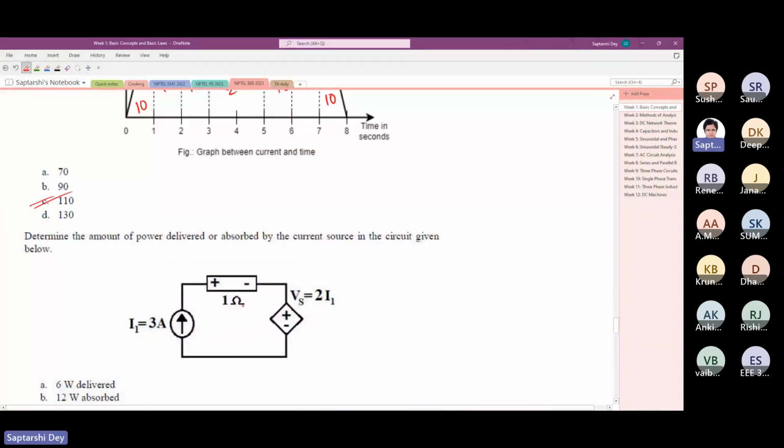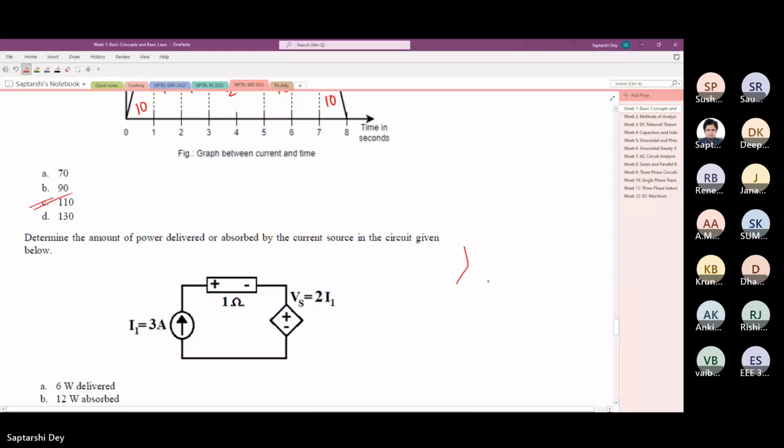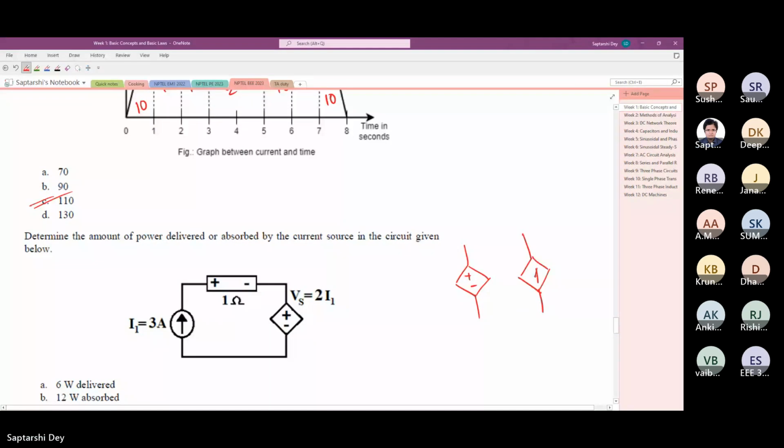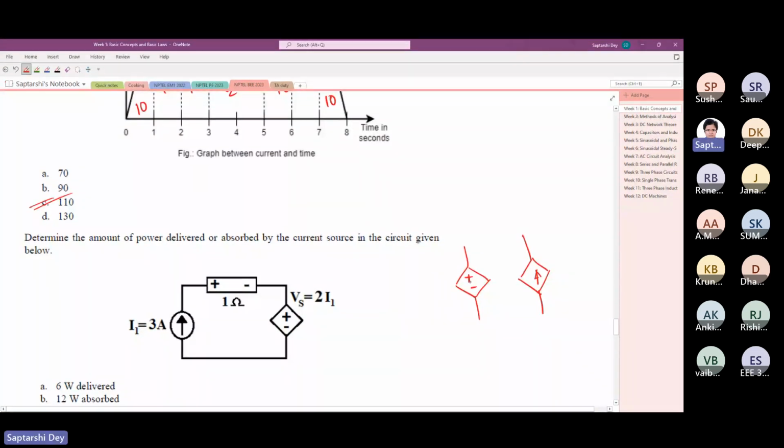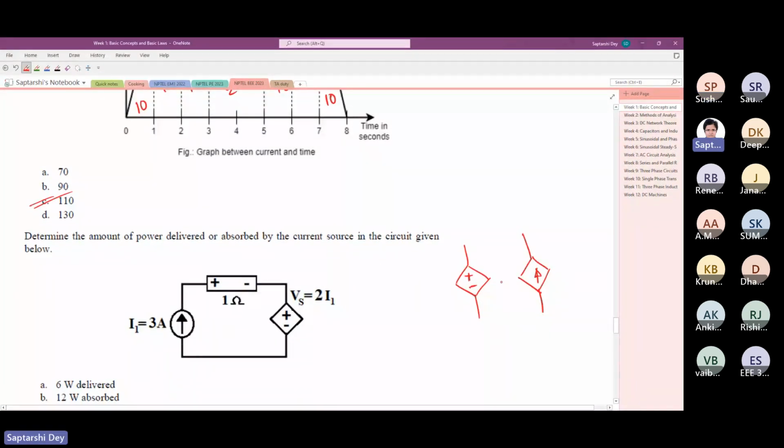Do you know what this symbol means? Dependent sources. Yes. So this is a dependent voltage source. This can be a current dependent or a voltage dependent voltage source. And the second one is a dependent current source, which can be a current or voltage dependent current source.